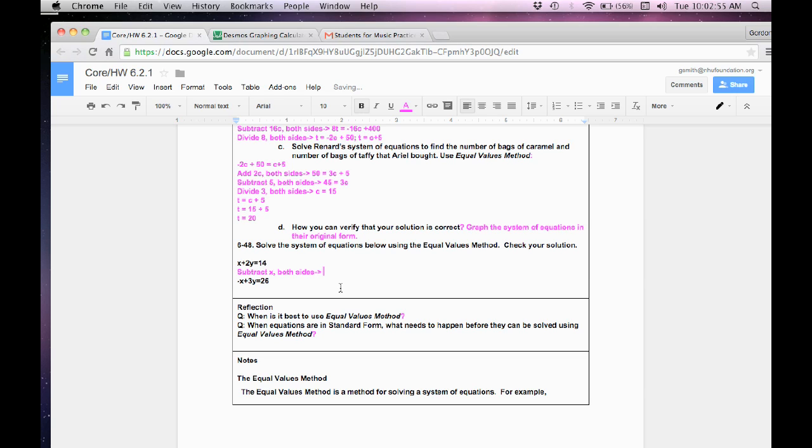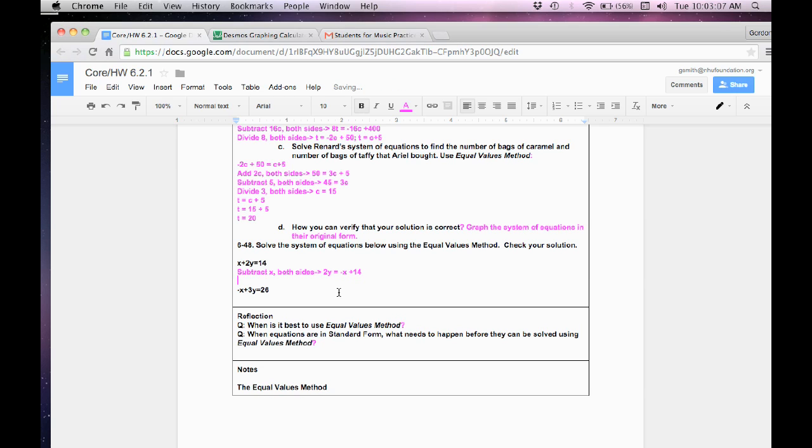And that gets us 2y is equal to negative x plus 14. Now to get y alone, we'll divide by 2 on both sides. And that will get us y is equal to negative x over 2 plus 7. So our slope here will be negative 1/2.